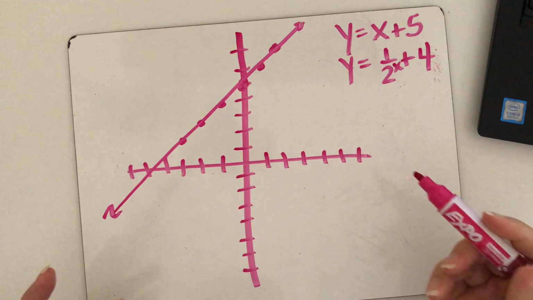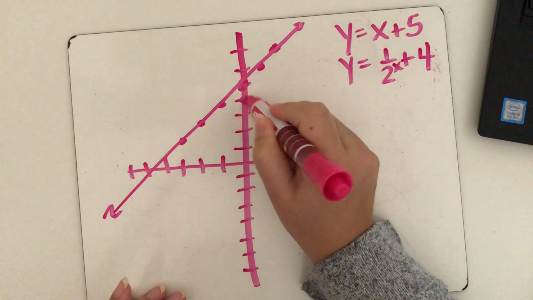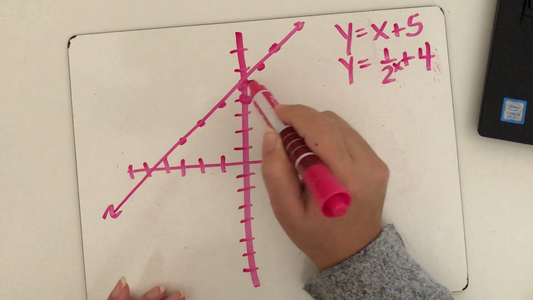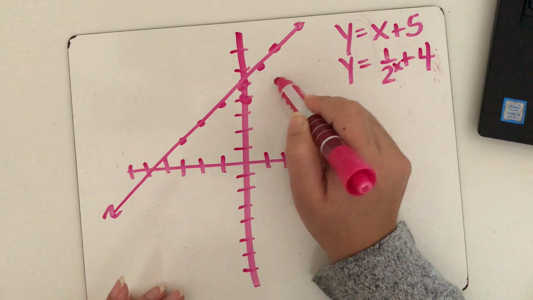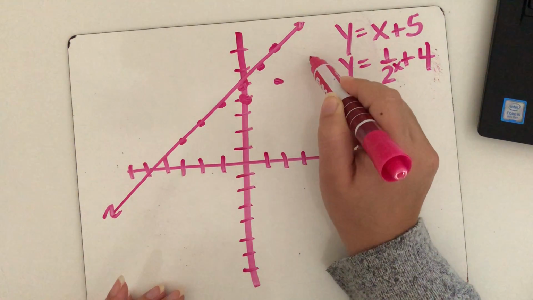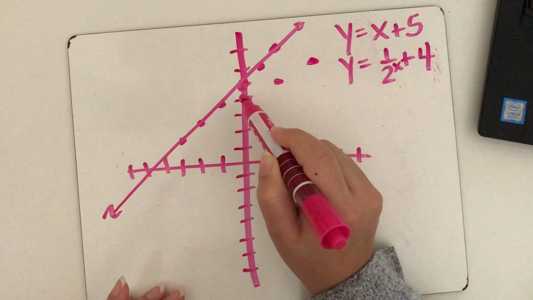Now I'm gonna graph my other one. So that's 4, and then it's up 1 over 2, up 1 over 2, and now I'm going to do the other way.